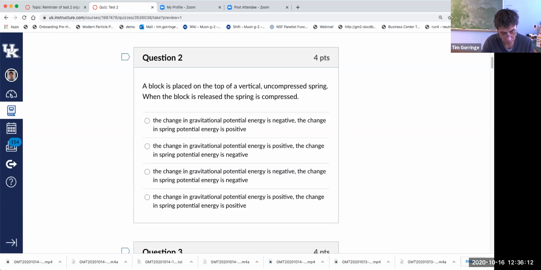Question number two. Question number two says a block is placed on the top of a vertical spring. And when the block is released and compresses the spring, what is the change in gravitational potential energy? What is the change in spring potential energy? Are they positive or are they zero? So just to imagine this, imagine my hand is the spring. Here is the block. I place the block on the spring, I release it, and it compresses the spring. And so the block moves downwards and the spring gets compressed.